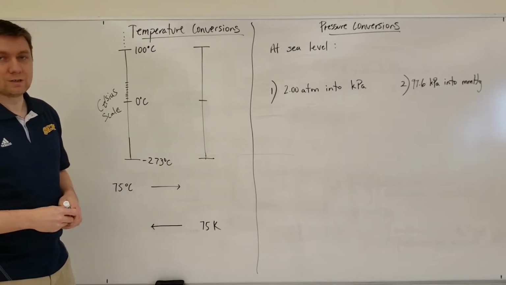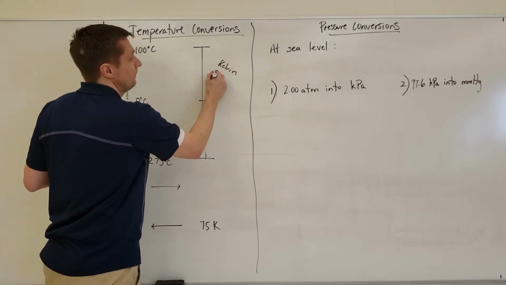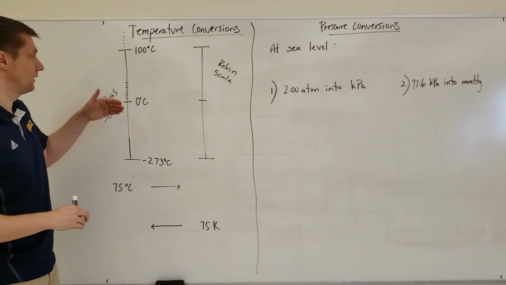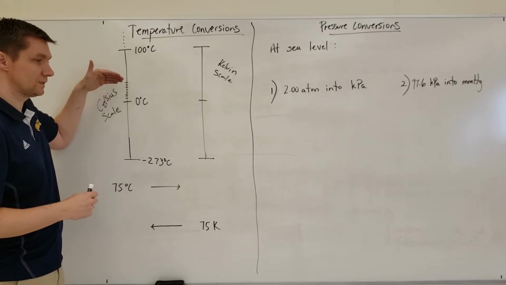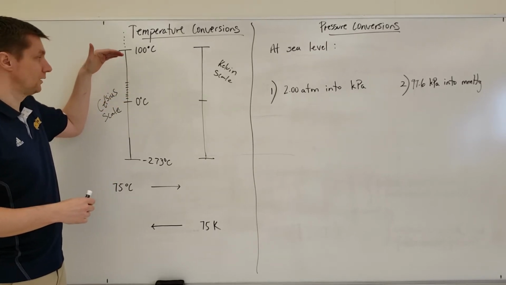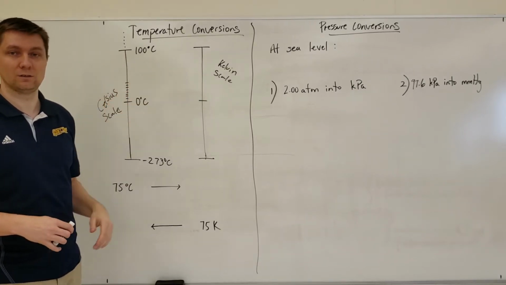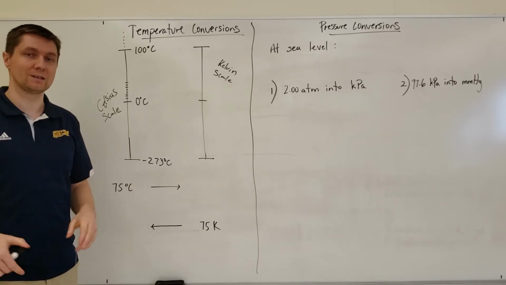The other scale that we need to understand is what's called the Kelvin scale. And the Kelvin scale is much like the Celsius scale in that 1 degree Celsius increase on this scale is going to be 1 increase in the Kelvin scale as well. But the 0 has been set at something different.